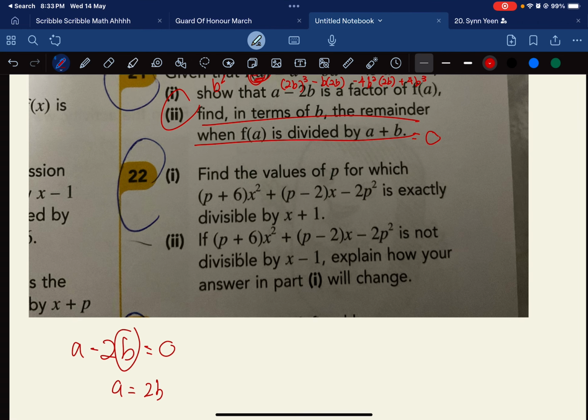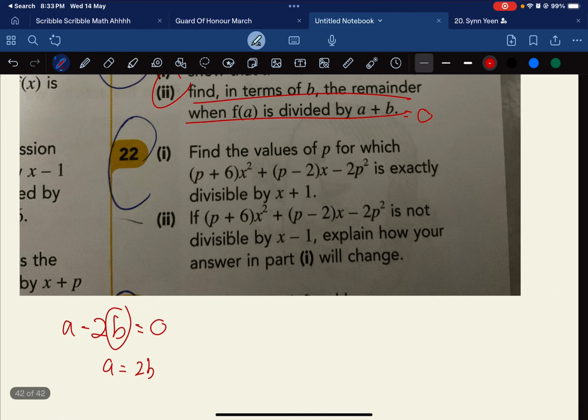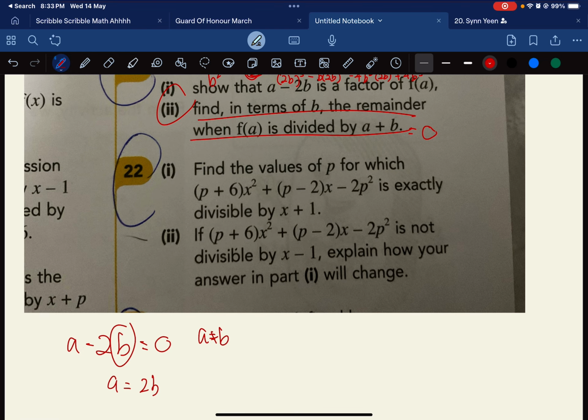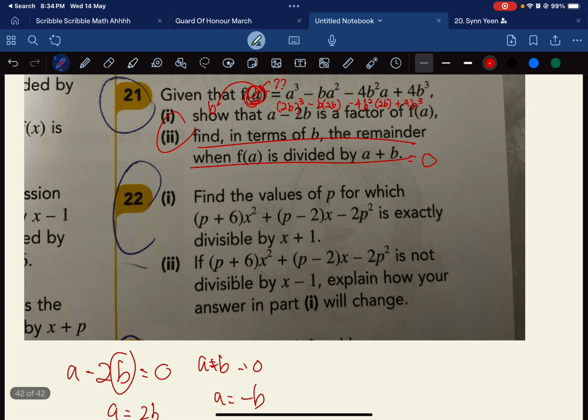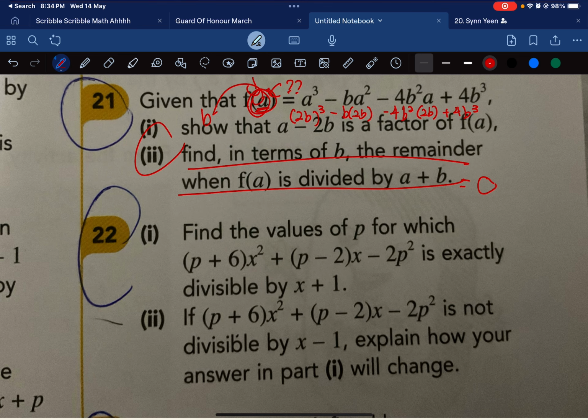This is quite an easy question also. So we just sub. We equate a plus b to 0, so a equals negative b. Then you sub negative b inside, and you can get the answer already. Wait, I need a really bad question. Factorizing them. Let's try another one.